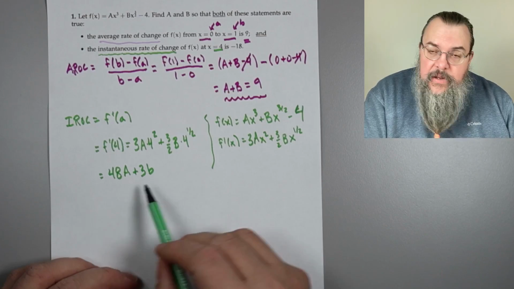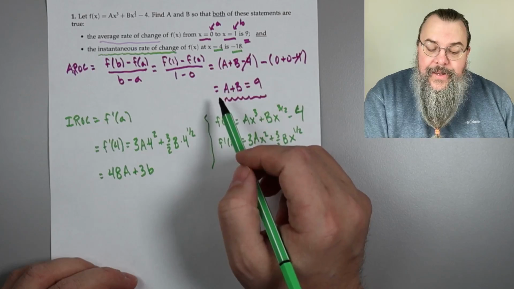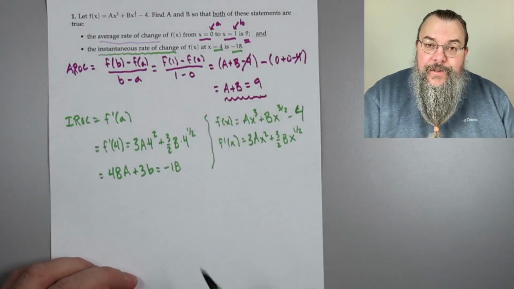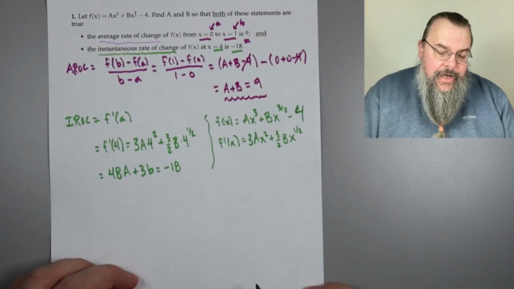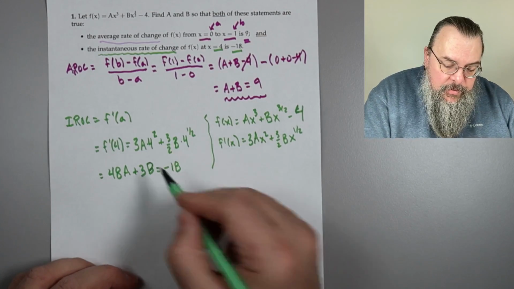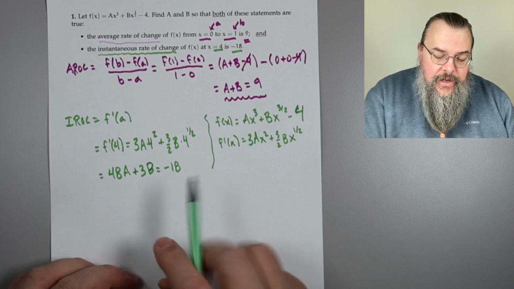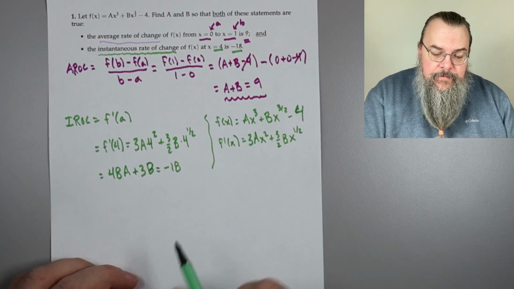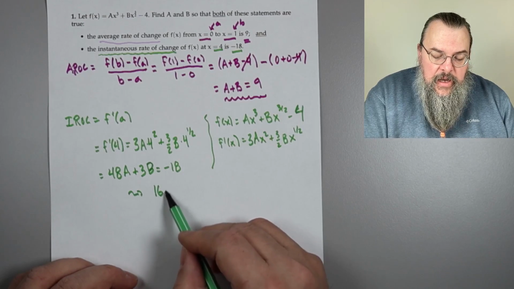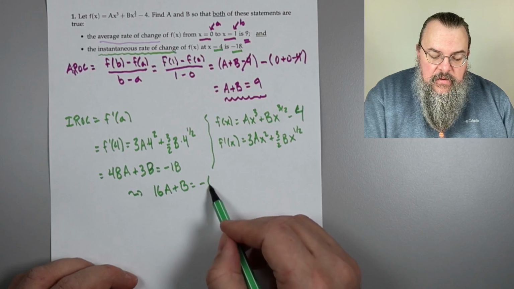And that's the instantaneous rate of change, and it equals negative 18. Remember, the word "is" means equals. Oh, that's supposed to be a capital B, excuse me. We can divide by 3 in this equation, because all of these are multiples of 3. So that tells us what? 16a plus b is negative 6.